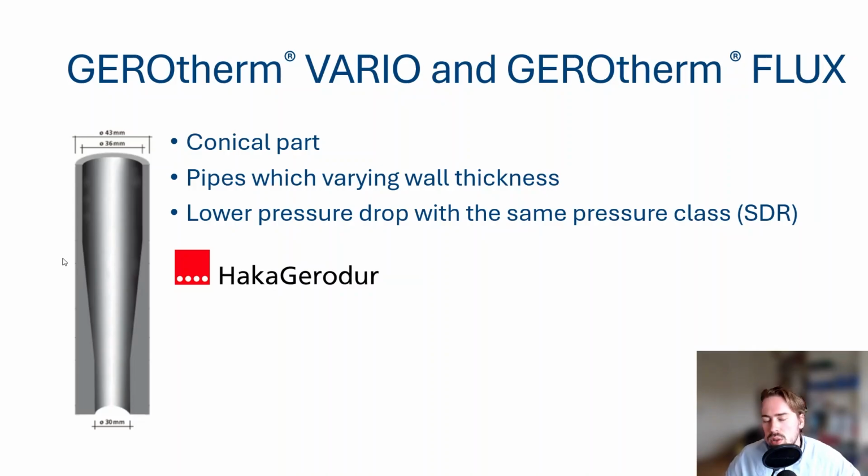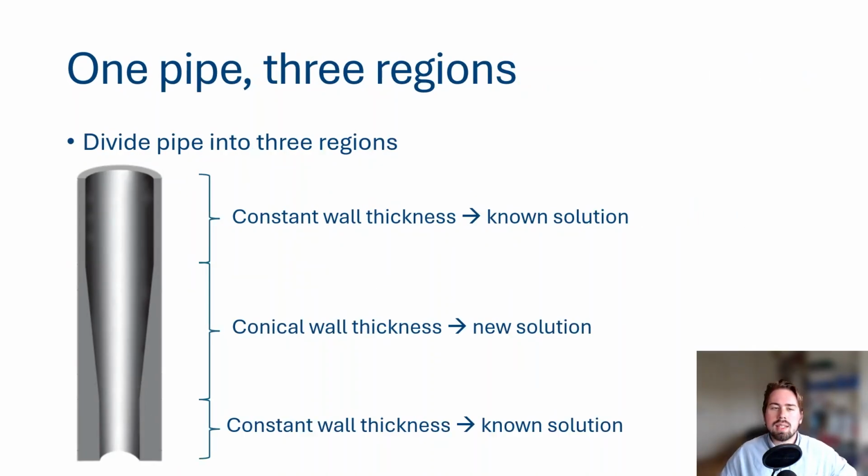Now, if we take a look at this pipe, we can see that it consists of three regions, let's say. We have a first, traditional pipe with a constant wall thickness, for which we know the solution. The end also has a constant wall thickness, for which we also know the solution. And then we have this part in the middle, which has a conical shape, where the wall thickness increases. And it's there where we developed a new solution.